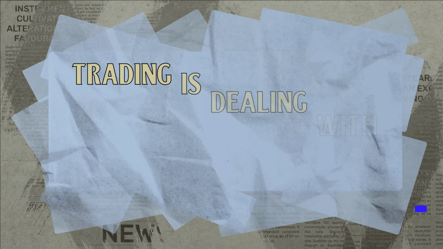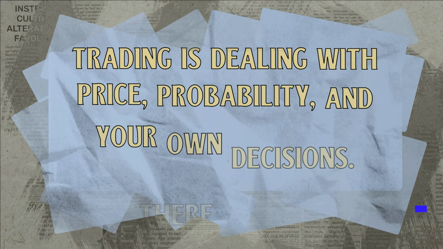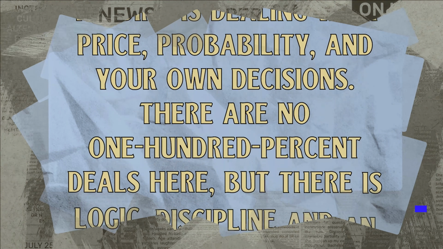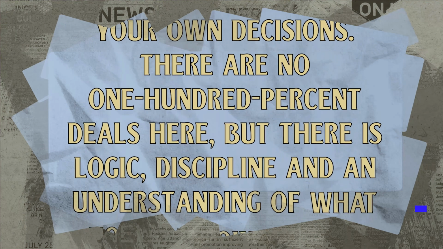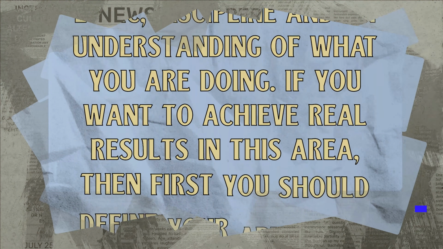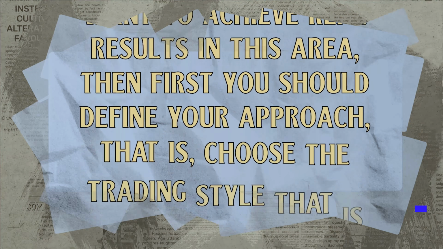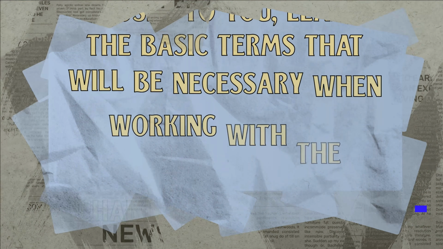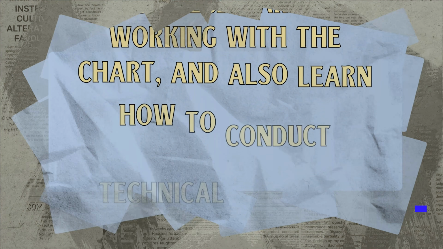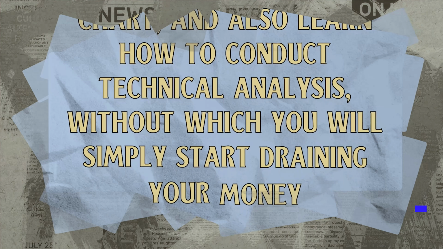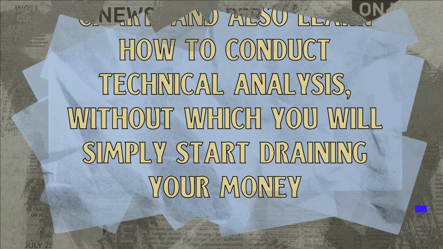Let's summarize everything we've discussed today. It's worth emphasizing once again that trading is about working with price, probability, and your own decisions. There are no guaranteed trades, but there is logic, discipline, and an understanding of what you're doing. If you want to achieve real results in this area, you should first define your approach. That is, choose the trading style that suits you best, learn the basic terms you'll need when working with charts, and learn technical analysis, without which you'll simply start losing money.